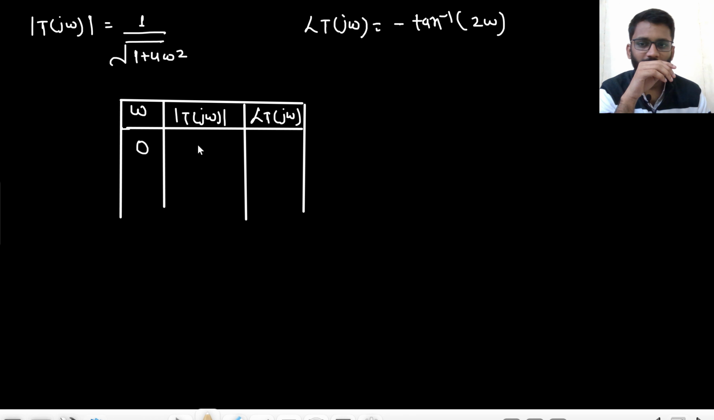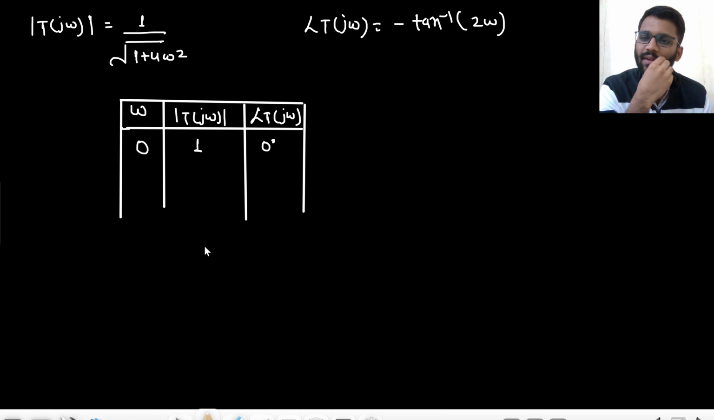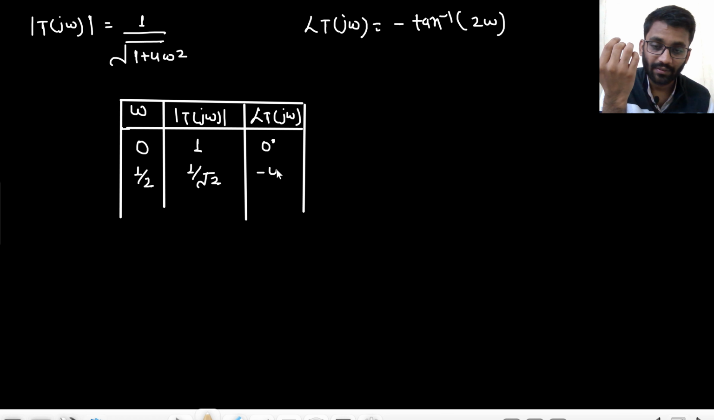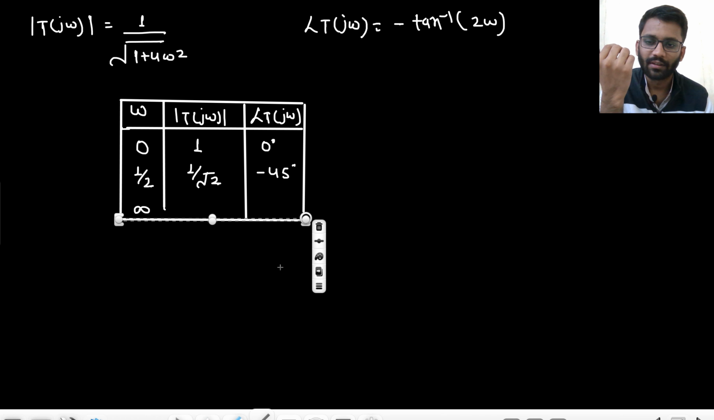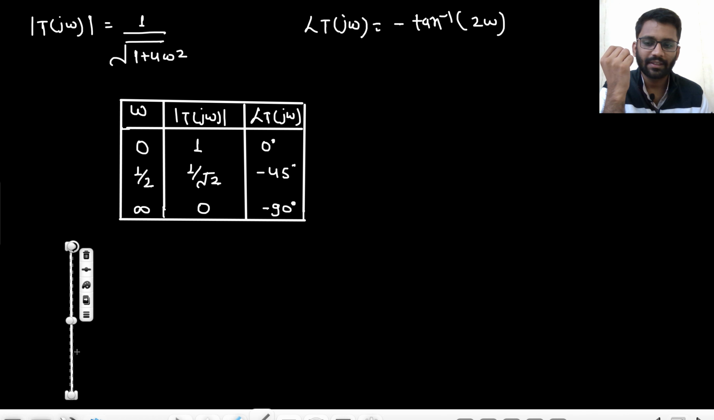Tell me, at omega goes to 0, what is the magnitude? That is 1, not in dB, in decimal. At omega goes to 0, the angle is 0 degrees, since tan inverse 0 is 0. At omega equals 1 by 2, the magnitude is 1 by root 2 and the angle is minus 45. At omega goes to infinity, the magnitude is 0 and the angle is minus 90. So basically the magnitude goes from 1 to 0, and the angle goes from 0 degrees to minus 90 degrees. Very simple mathematics. Okay?